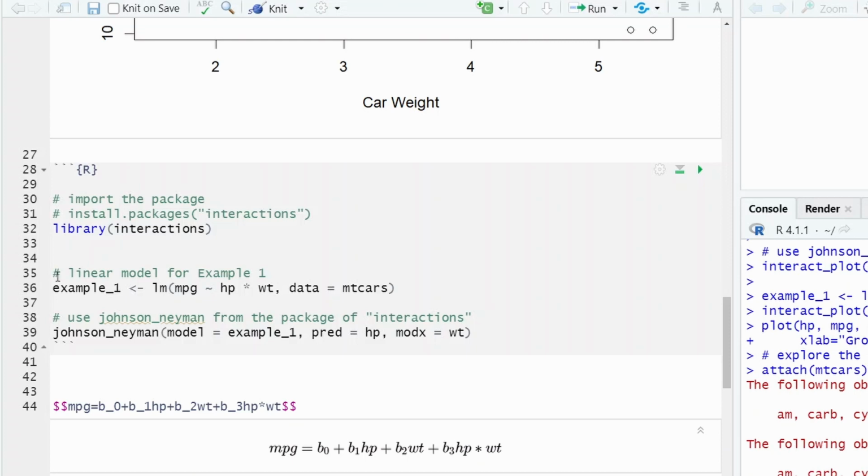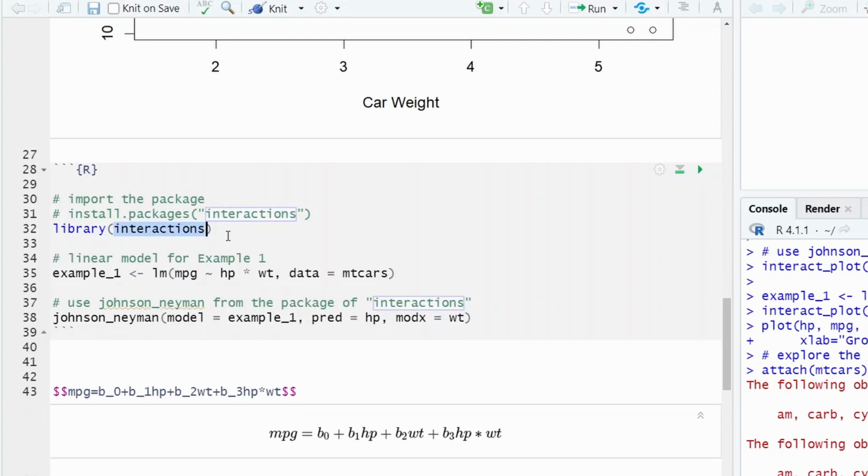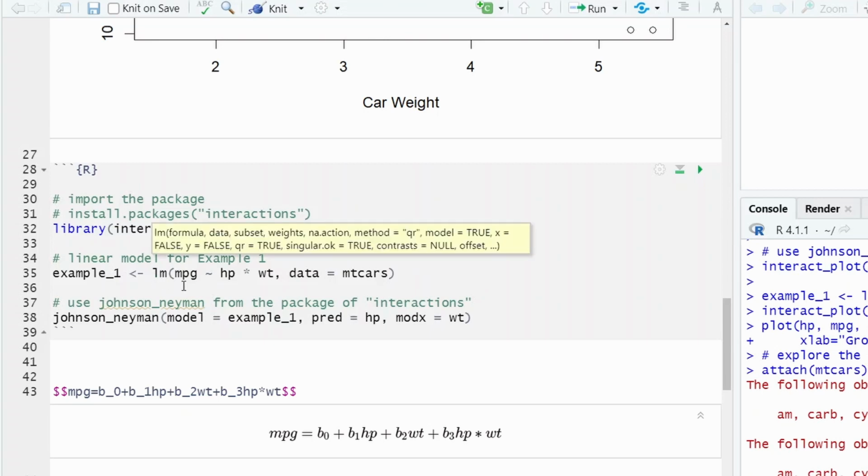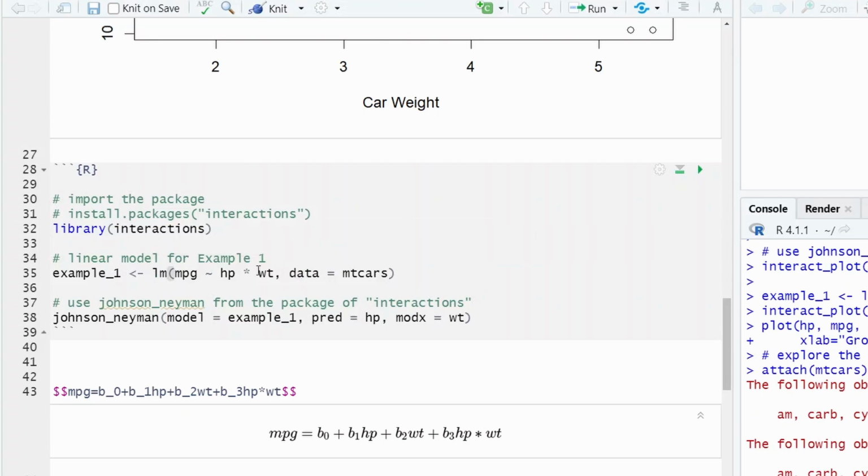Now we're going to do the Johnson Neyman plot. I'm going to use the interactions package to do the Johnson Neyman plot. If you do not have this package, you run this install.packages. I'm going to put all this R code as a link down below, so you can click that to copy and paste this R code to run it. So here we import a package and then we write a linear regression model. If you are familiar with R, you have some idea how to write this. So basically the idea is that we write the interaction model into this statement.